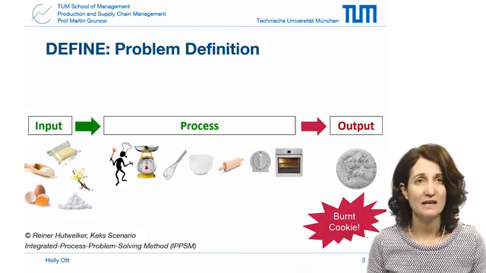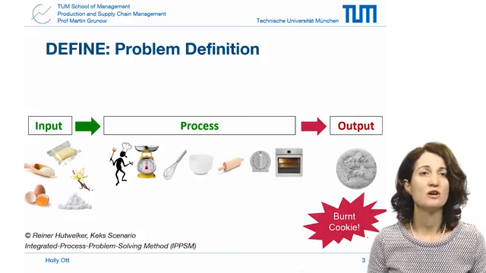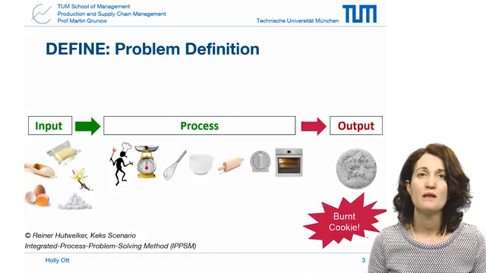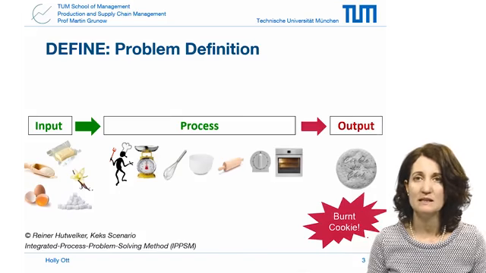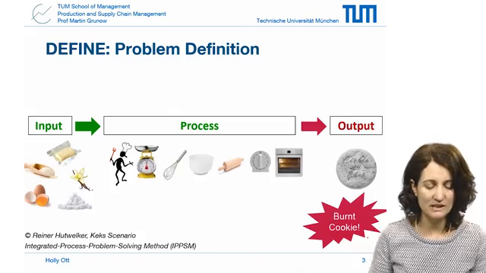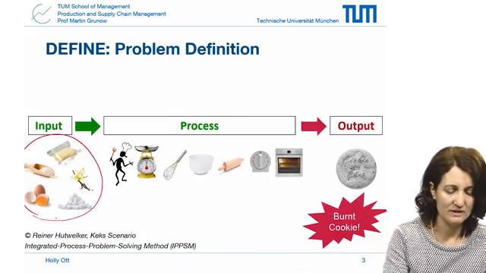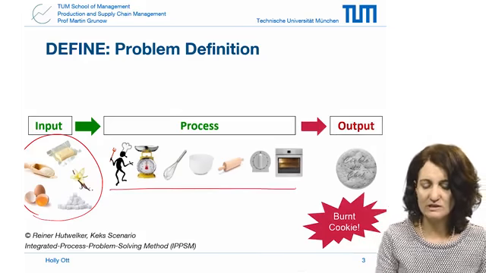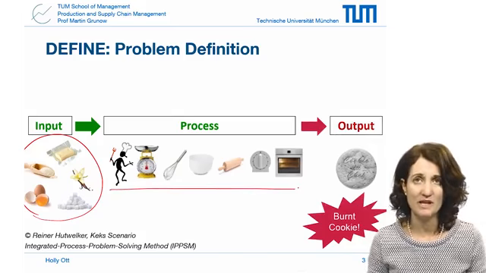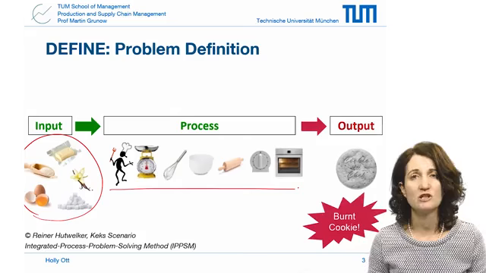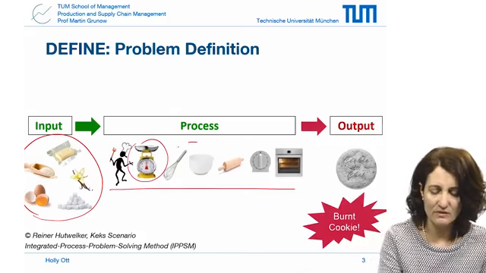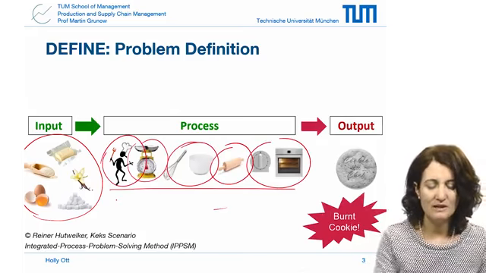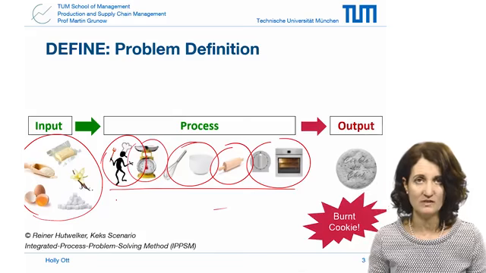Here I have a slide donated to us by Dr. Rainer Hutwelke, Master Black Belt. This is his cookie scenario. And what we can see is that in a process, we have various inputs. Like for our cookies, we have, what do we see here? Egg, sugar, flour, salt, butter. And we have various resources that go into a defined sequence of steps. So we have the ingredients going to particular machines, we have to weigh things, we have to mix things, we have to maybe form things, we have to bake things, and we have generally operators that are taking care of these different steps.